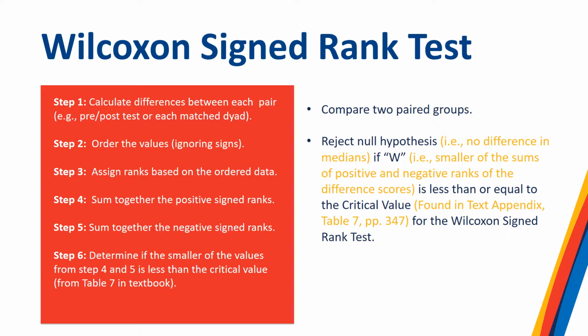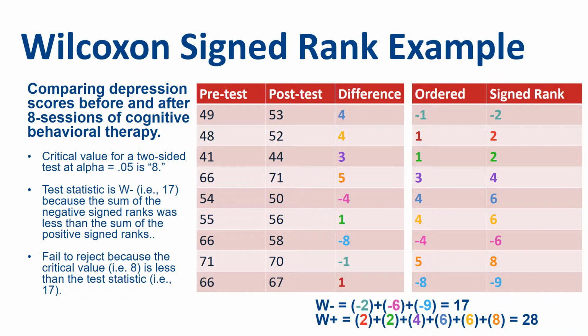And so an example of this, of course, is on slide 11, where we're comparing the depression scores before and after 8 sessions of cognitive behavioral therapy. We look up the critical value from the textbook. In this case, it's 8 for a Wilcoxon signed rank test for a two-sided test at alpha equals 0.05. We look at these two values at pre-test and post-test. We calculate the difference. Differences being 4, 4, 3, 5, -4, 1, -8, 1, and 1.